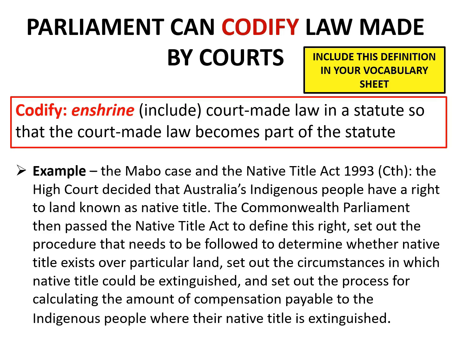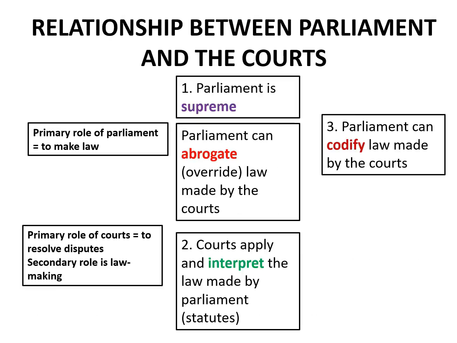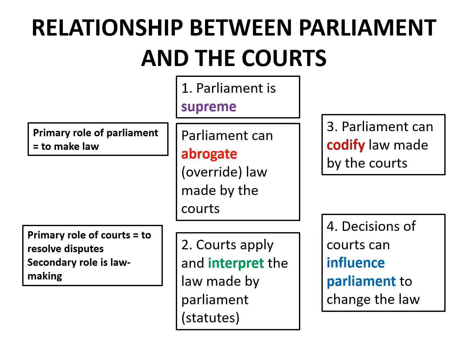That is, that Parliament can codify law made by the courts. We now come to the fourth and final feature of the relationship between Parliament and the courts in lawmaking. This is that decisions of the courts can influence Parliament to change the law.